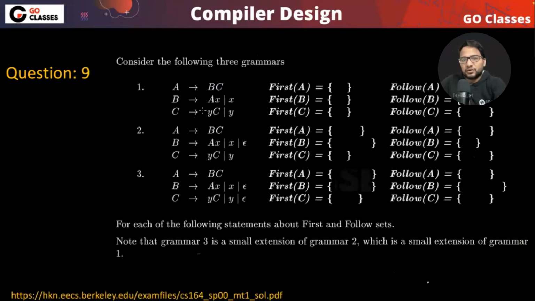Now, let's just see this question. This is question number 9. Now they are saying for each of this grammar, find out the first and follow. Can you do this question as a homework? Let me know. Okay. So the answer is on the next page. You just try this question as a homework.